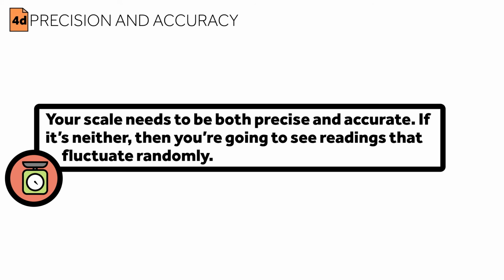Now let's try an animal model. You're trying to get some mice to lose weight. You put some on a diet. Your goal is to get them to lose an ounce every 2 weeks. And each morning you weigh them to see what's changed. Your scale needs to be both precise and accurate. If it's neither, then you're going to see readings that fluctuate randomly with no rhyme or reason.